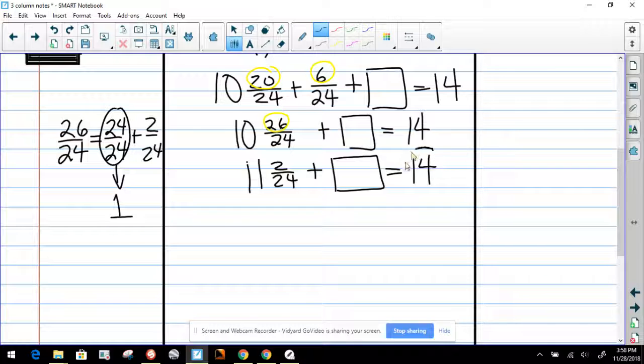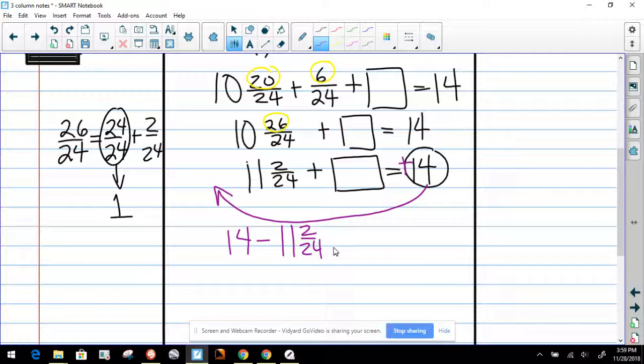Well, we're lucky that we have the answer. So what we're going to do now, we're going to shift this 14 to the front of the addition. And because this is positive, we're going to pass it over, and it's still positive, but we're going to subtract it. So now let's do that. So 14 minus 11 and 2 24s should give us the missing number.